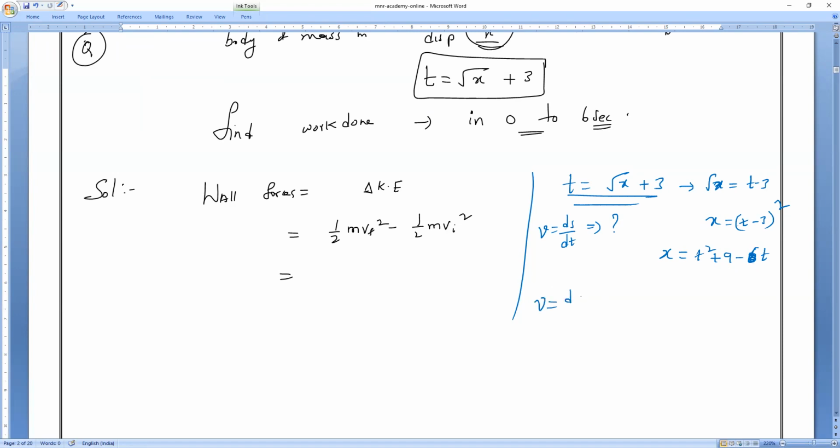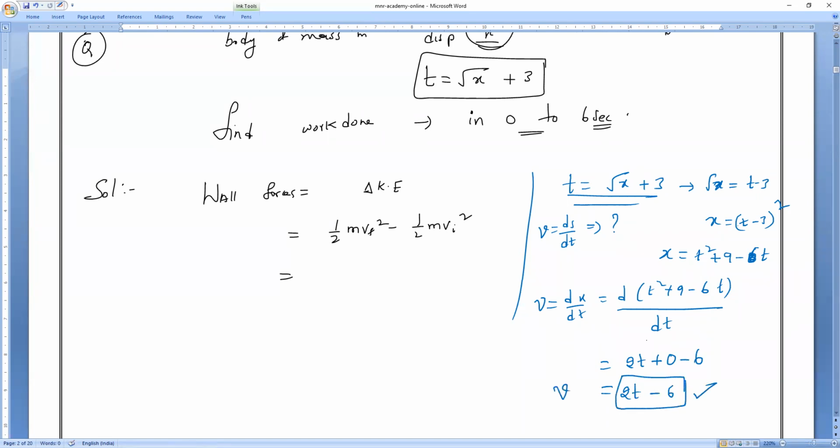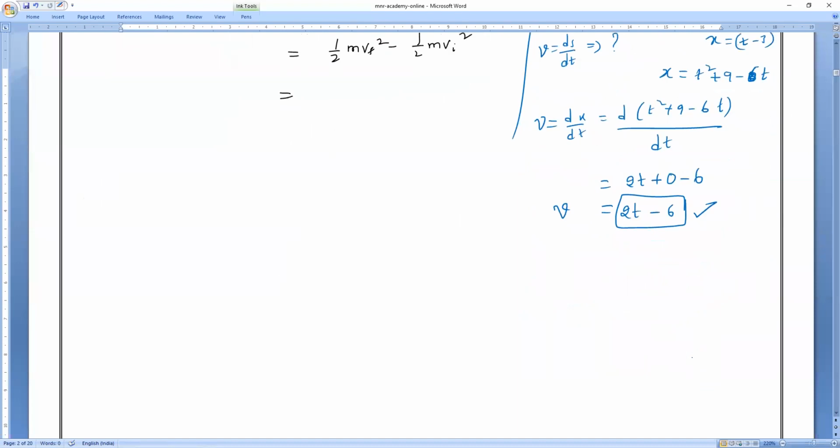So velocity is equal to dx by dt, which is d of x, that is t square plus 9 minus 6t, divided by dt. So tell me, differentiation of t square: 2t. Differentiation of 9 is 0. Differentiation of 6t is 6. So velocity is equal to 2t minus 6.